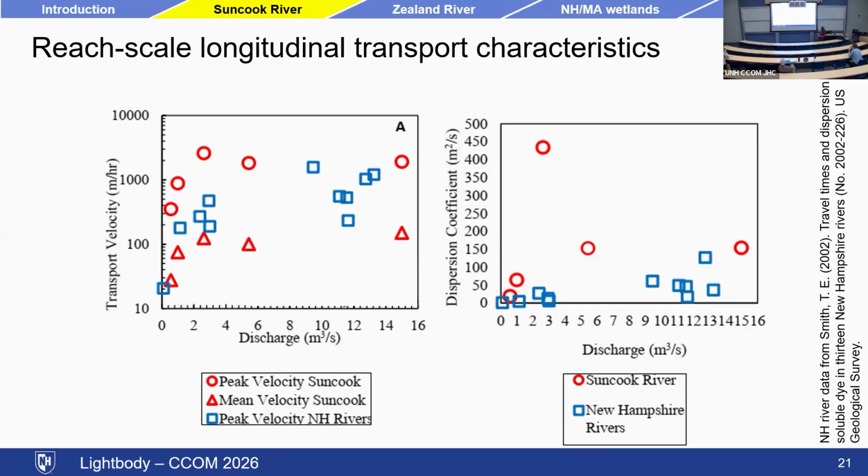We were finding dispersion coefficients that were a little bit higher than the older study done by Smith, probably because he was using grab samples, and so he wasn't as worried about capturing the full width or the full tail. So he may have underestimated the dispersion coefficient for his streams.